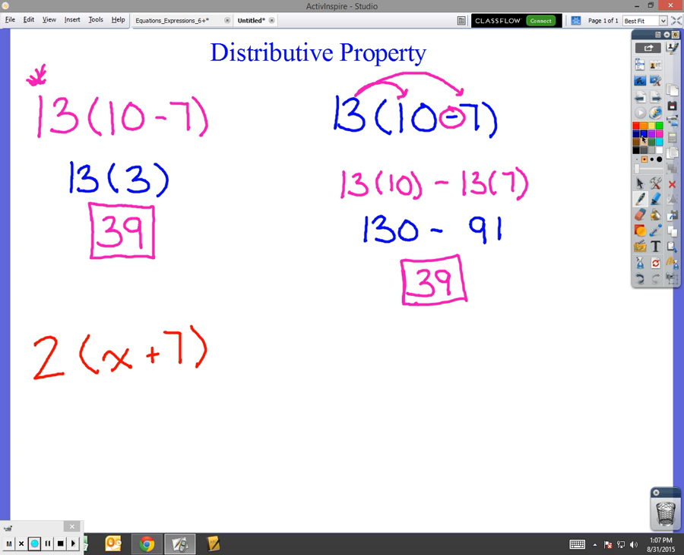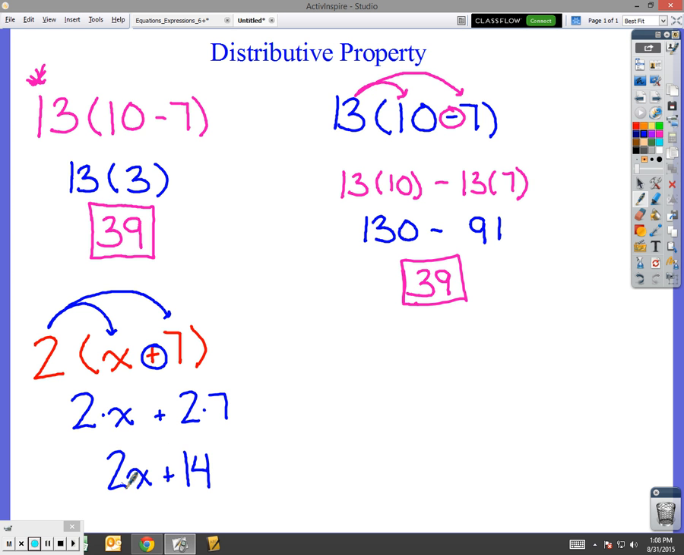So now I use the distributive property. I like to draw these arrows here. So now I go 2 times the x and 2 times the 7. If I want to write it long ways, it looks like this: 2 times x, the operation sign here is plus, 2 times 7. Well, 2 times x is 2x, plus 2 times 7 is 14. I cannot simplify this any further. There is my final answer. So yes, order of operations is nice, but when we start to throw variables in there, it's not going to work. We can't utilize that algorithm because I cannot combine like terms inside the parentheses.